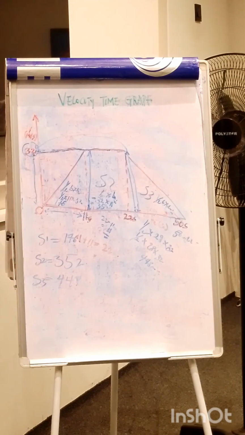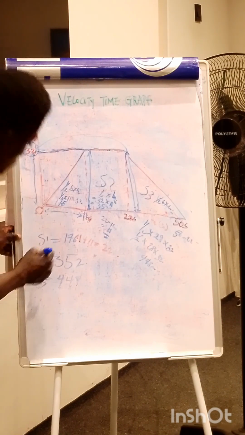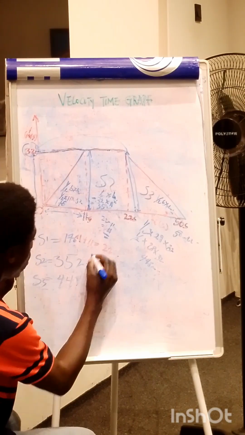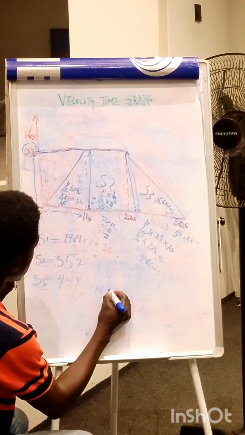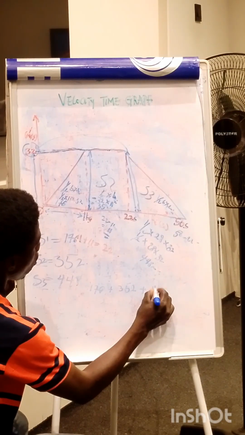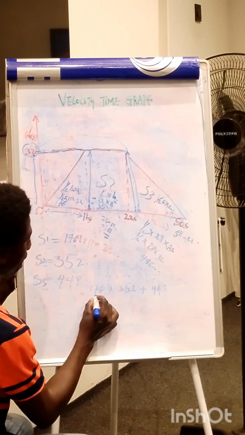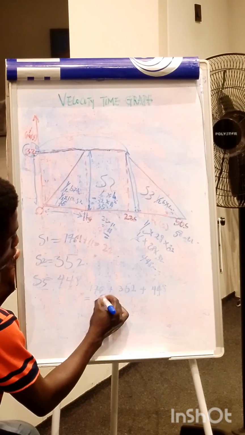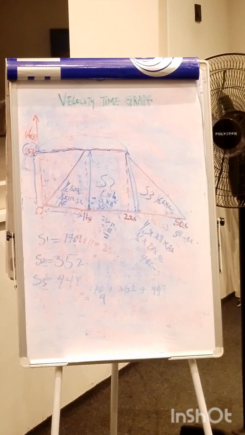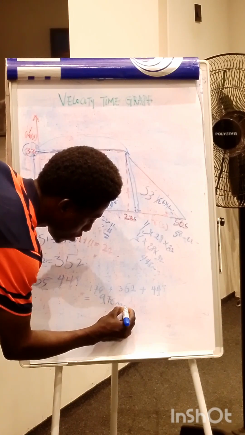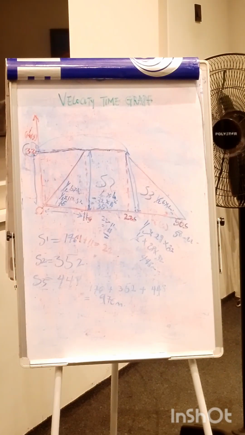So you now add these distances together. S1 plus S2 plus S3. Meaning you have 176 plus 352 plus 448. Adding these three together, you'd have 900 and what? Press your calculator fast. You have 976 meters. So that's the total distance traveled.